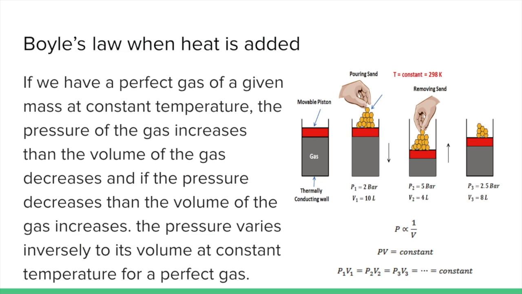Here's an image. When heat is added, we can see that the volume is increased, but then when more weight is added, the volume decreases, and then when the weight is taken out, the volume is back, like it just adds up more. And we can see that the pressure and the volume are constant.